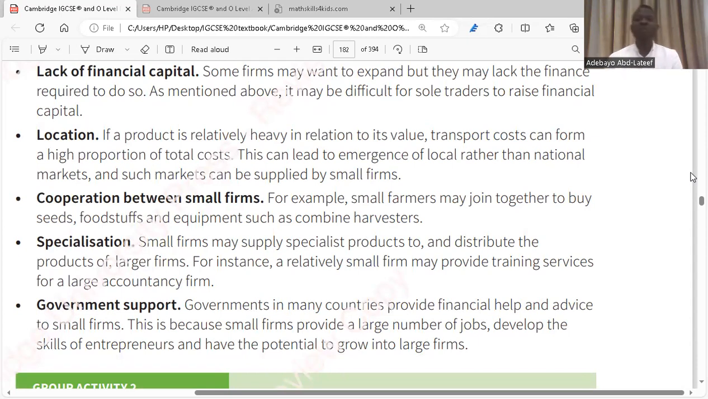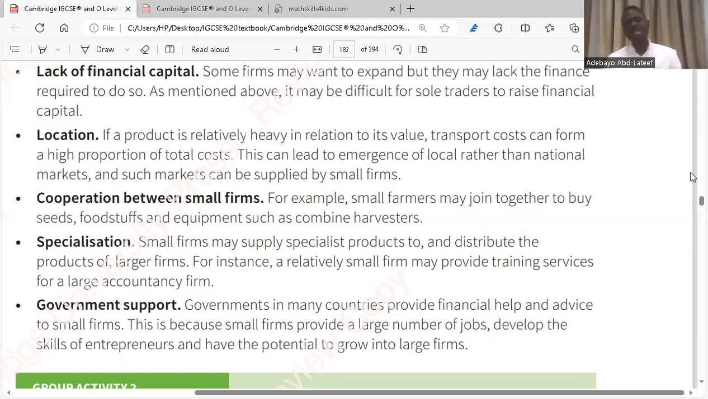Cooperation between small firms. If there's cooperation between small firms, there might not be need for those small firms to expand. So if firm A needs firm B in a season, firm A will call firm B. If firm B needs firm A, firm B will call firm A. So they can work together. They don't need to expand their business, especially if it is seasonal demand. Is it clear? Because if they expand, they might not witness these economies of scale.